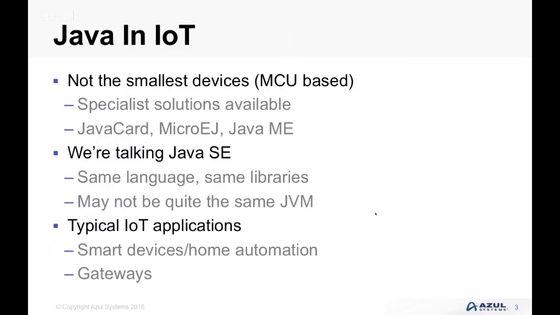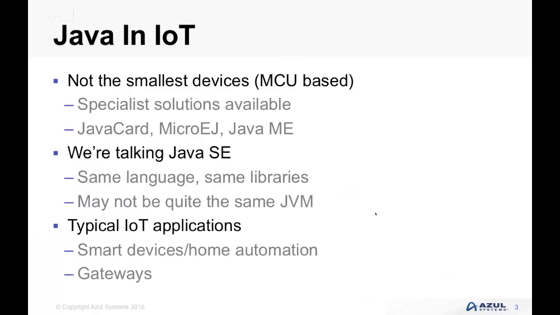So there are some specialist solutions available in that case. There's things like Java Card, which really does fit into literally tens of kilobytes of memory. There's things like MicroEJ, which is a project that's looking at, again, shrinking the Java virtual machine down into a very small space. And there's the more well-known Java Micro Edition, which again hits hundreds of kilobytes as a minimum footprint for memory.